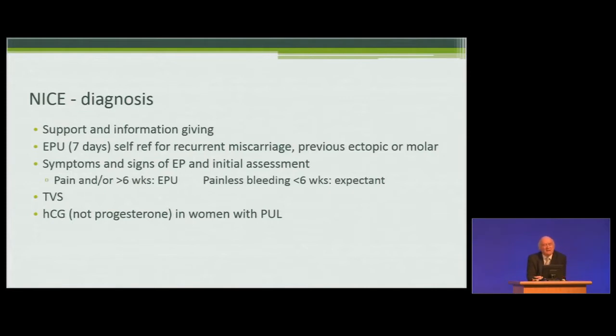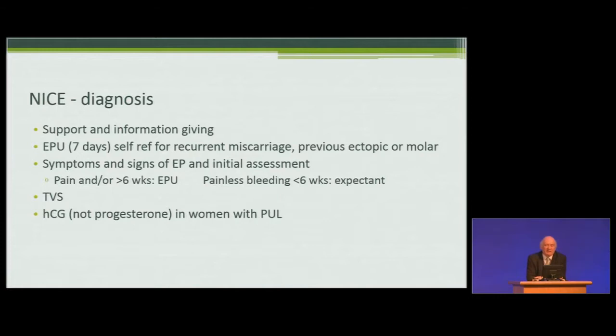And interestingly, I suppose, from the point of view of who they would see and who they wouldn't see, they said if somebody had pain or they were greater than 6 weeks, they were welcome to come to the EPU. But if somebody presented with painless bleeding at less than 6 weeks, they were not really welcome to attend. And again, they recommended TVS. And hormonally, they said HCG didn't, and they had no time at all for progesterone. That's something now that I'll maybe discuss later.